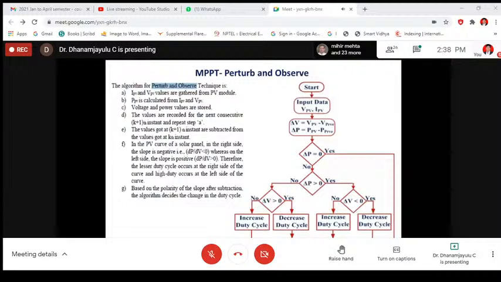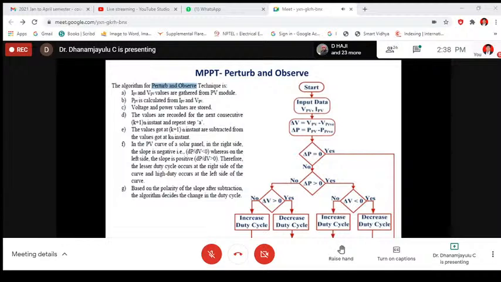Therefore, a lower duty cycle will occur on the right side of the curve, and a higher duty cycle will occur on the left-hand side of the curve. Based on the polarity of the slope after subtraction, the algorithm decides the change in the duty cycle. So it is a continuous process to extract the maximum power.